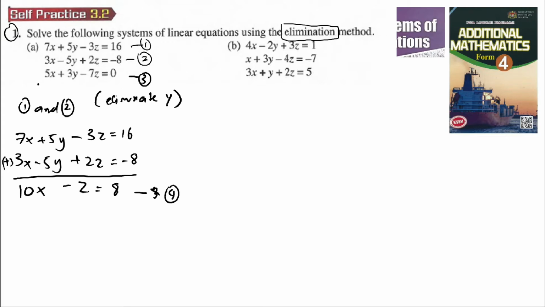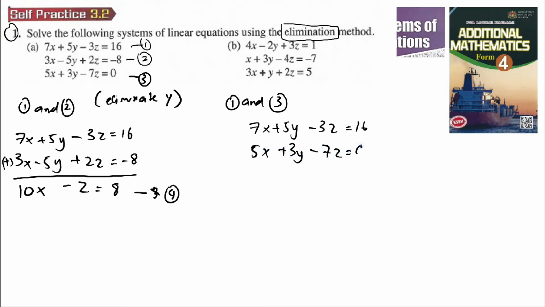It's basically the same thing, right? Because this one is 3y. If I want to do 1 and 3, then equation 1 is 7x plus 5y minus 3z is equal to 16, and this one is 5x plus 3y minus 7z is equal to 0, right? Okay, so to eliminate y, we know that the constant must be the same. So how to make the constant equal?